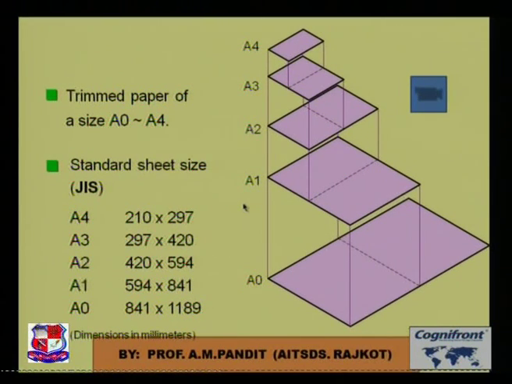These are the standard sizes. A4 is 210 by 297 mm, A3 is 297 by 420 mm, A2 is 420 by 594 mm, A1 is 594 by 841 mm, and A0 is 841 mm by 1189 mm. In our engineering graphics, in almost all our drawings, we are going to use the A2 size drawing sheet. The A2 size drawing sheet would be ideal for mechanical engineers, and for civil engineers, the A0 size sheet would be ideal to draw any sort of drawing.